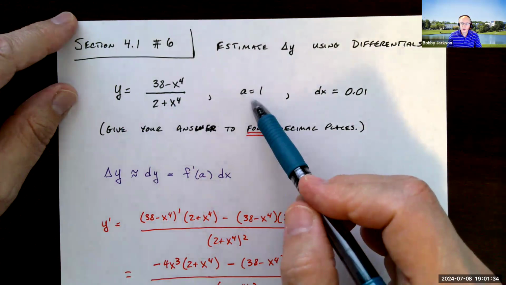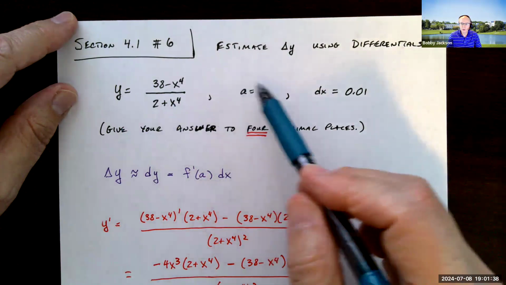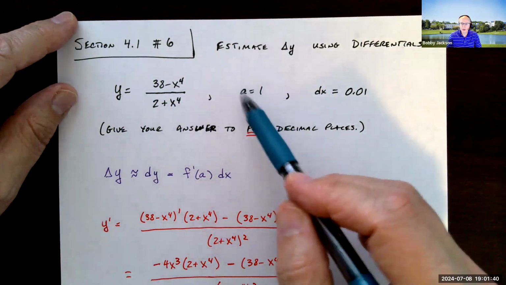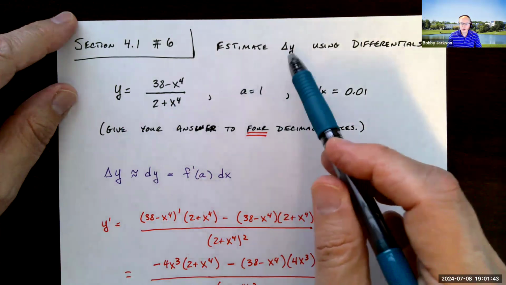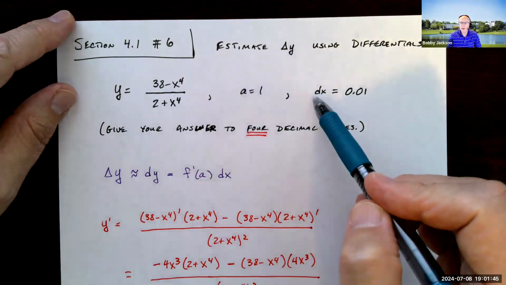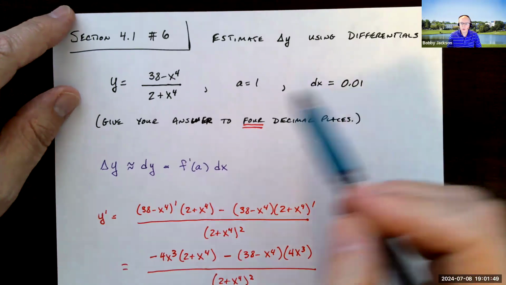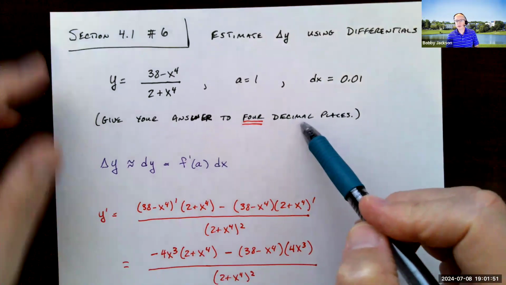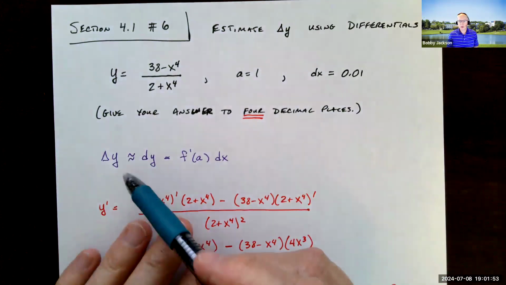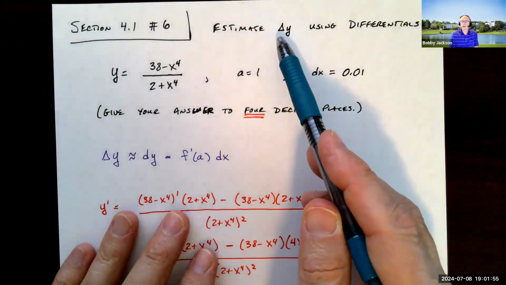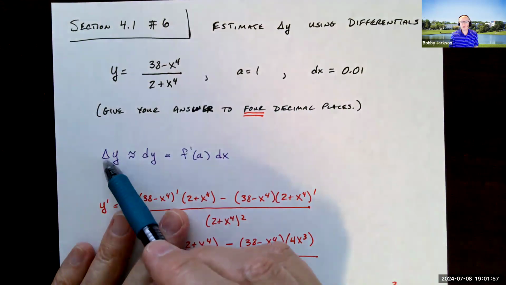So this is the value of the independent variable that we're going to estimate the change in y from. And the dx is 0.01. And we're to give our answer to 4 decimal places. Okay, so how do we approximate the change in y with the differential?